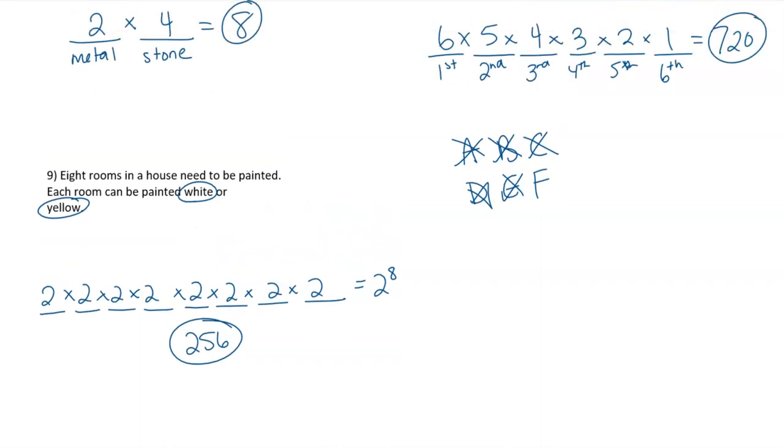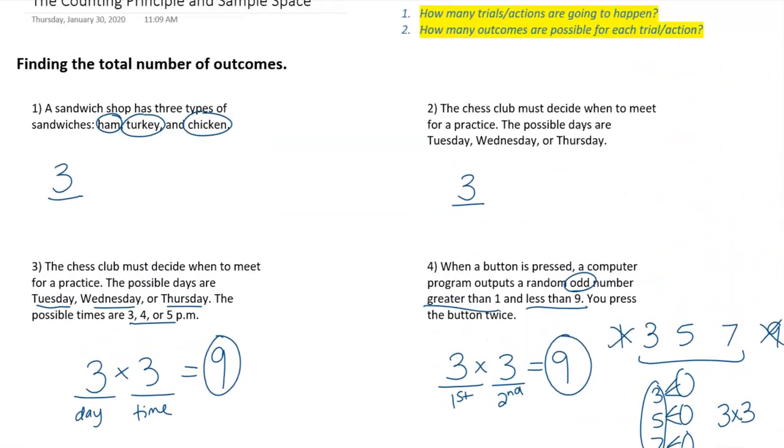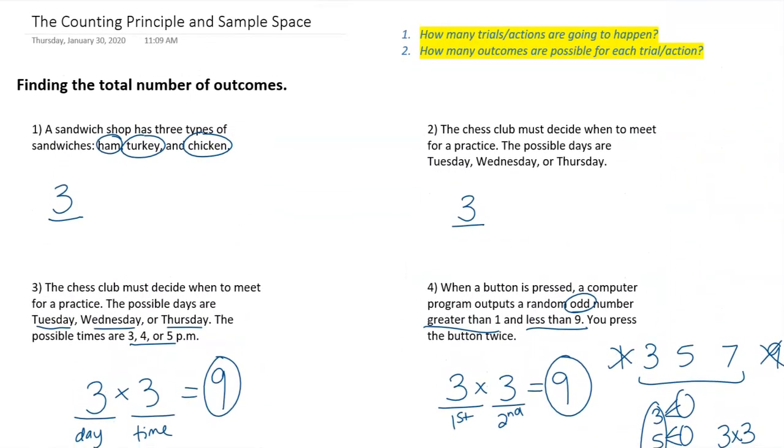So when you're thinking about using the counting principle, remember that the counting principle is used to find the number of total outcomes. That's what it's used for. And the 2 questions you want to ask yourself are how many trials or actions are going to happen and how many outcomes are possible for each of those. And then you'll use multiplication to figure out the total number of outcomes.